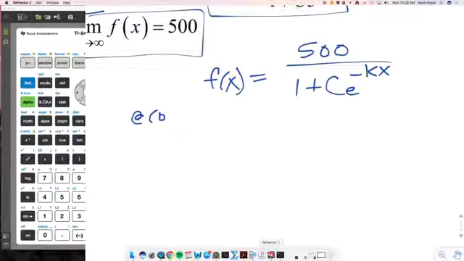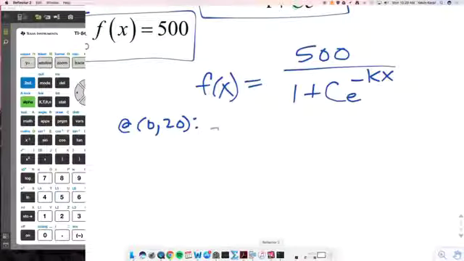So let me denote that by saying at 0, 20, we get 20 equals 500 over 1 plus C e to the. Now, if I plug in a 0 for x, what's 0 times negative k? k is a number. 0, right? What's e to the 0? 1. What's C times 1? C. So when I plug in a 0 for x, my k goes away, and I'm left with 20 equals 500 over 1 plus C.